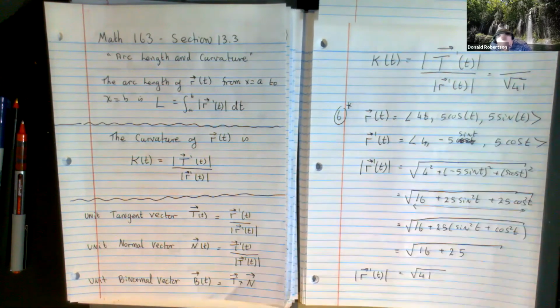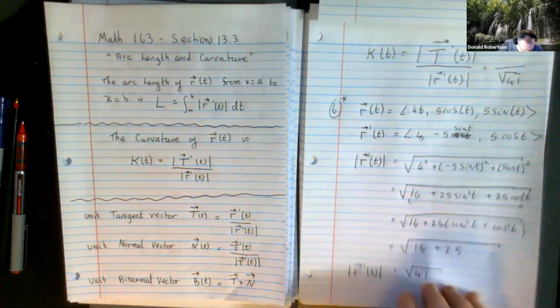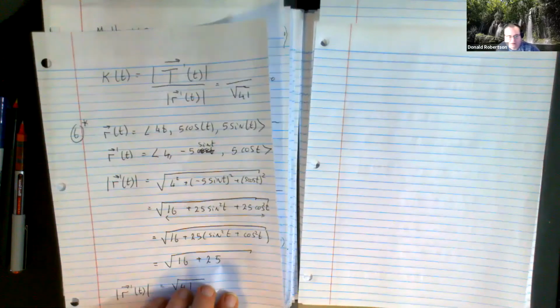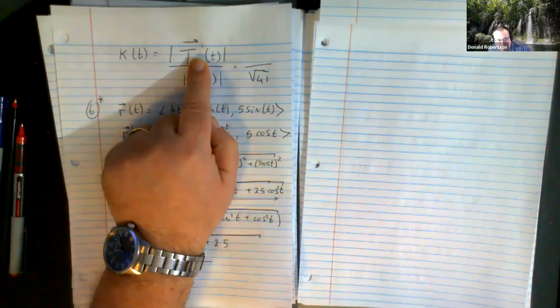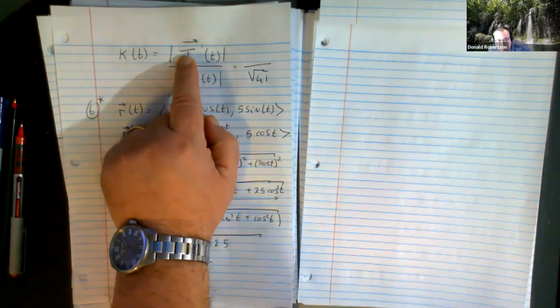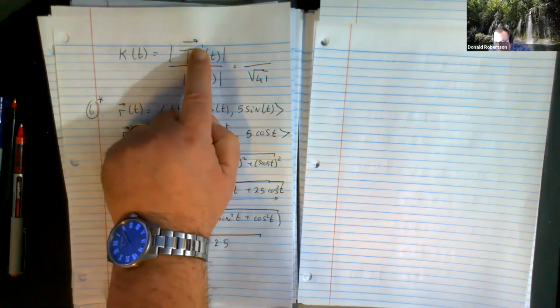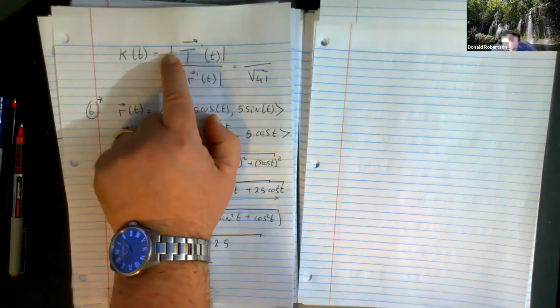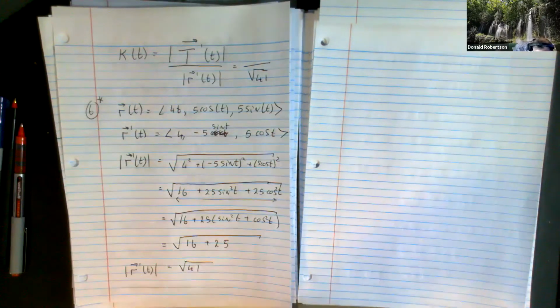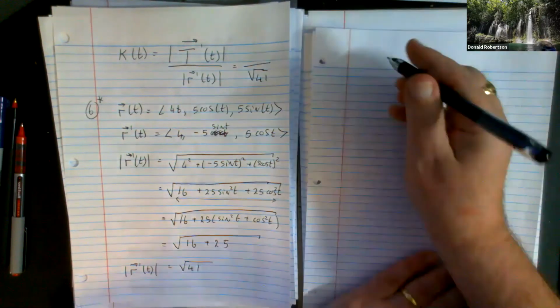Now we need to figure out this fella. I'm going to have to find the unit tangent vector. I'm then going to have to differentiate it and then find the magnitude of that thing. So there's a lot going on here.